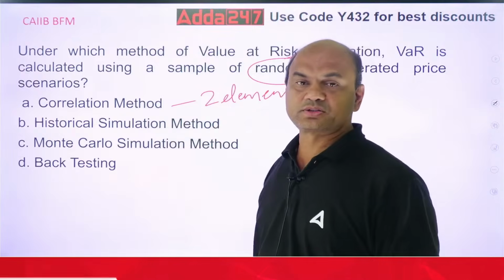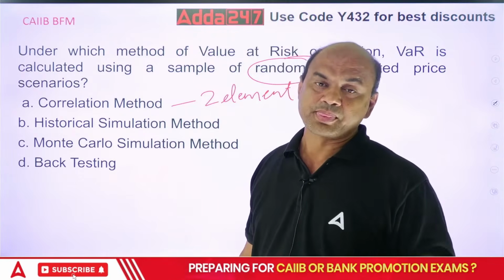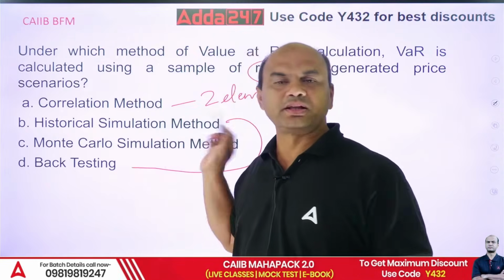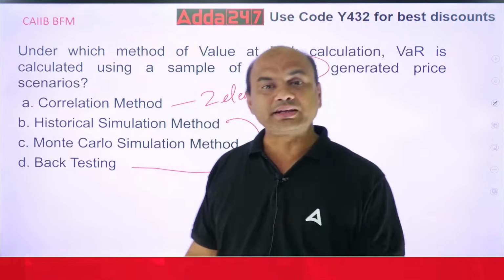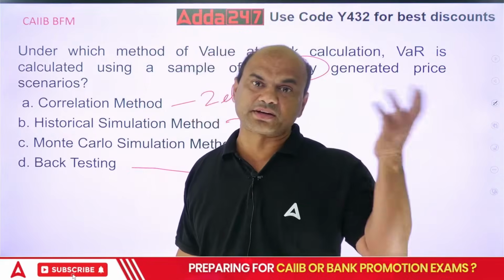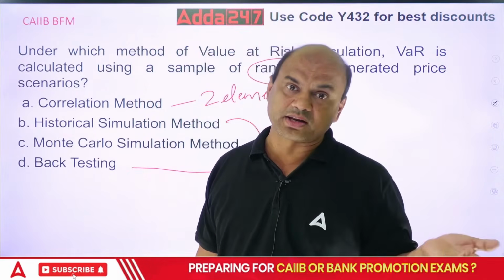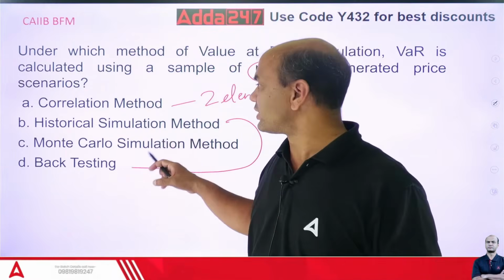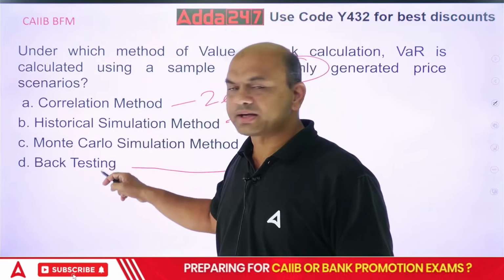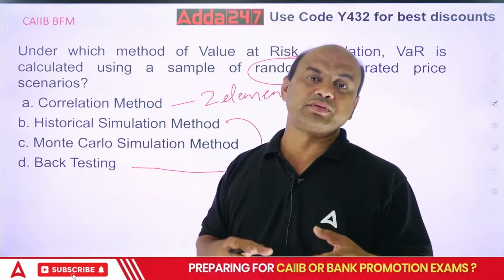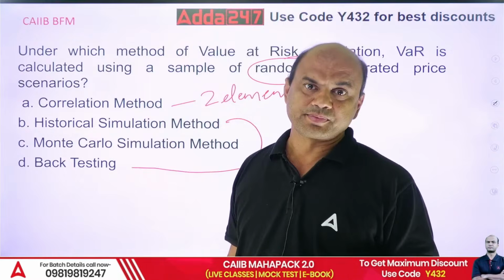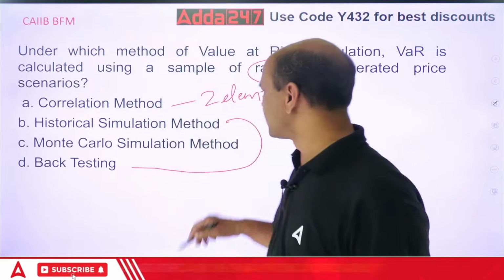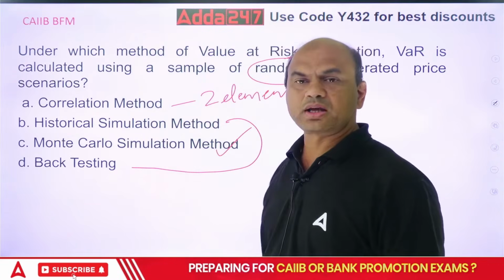Historical simulation. Historical simulation means history. I'll go back. See, historical simulation and backtesting, they are similar. Why? Because backtesting also does what? It checks the history, and based on the history, it will give the results. Historical simulation means backtesting plus various scenarios added to it. But these are all based on history. So these two are the same. Only what is correct over here is Monte Carlo. Monte Carlo is the right answer.